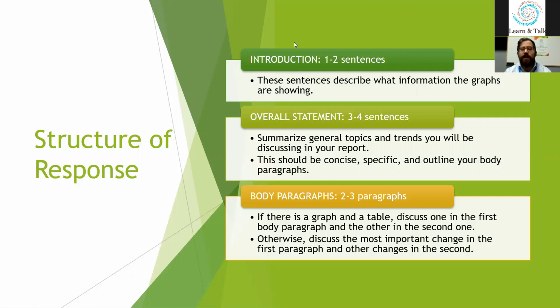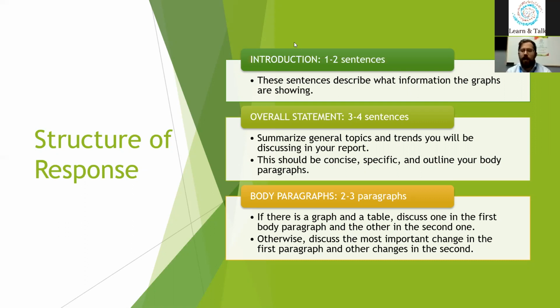Easy. Then we go to the overall statement. This should be your second paragraph, and it says a summary of the topics and trends you will be discussing in your report. And this should be concise, specific, and outline your body paragraphs. What you're going to do here is say, overall, in this chart, the trend is that it increases or the trend is that it decreases. Find some overall trend in the chart or graph that you're looking at, and then describe it. And then you might describe some other major trends that you look into in more detail in your body paragraphs.